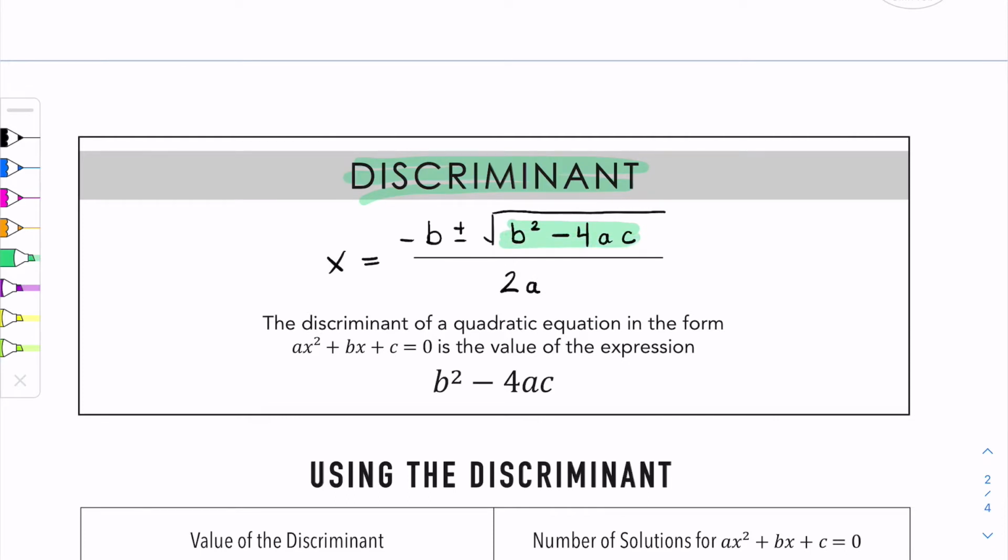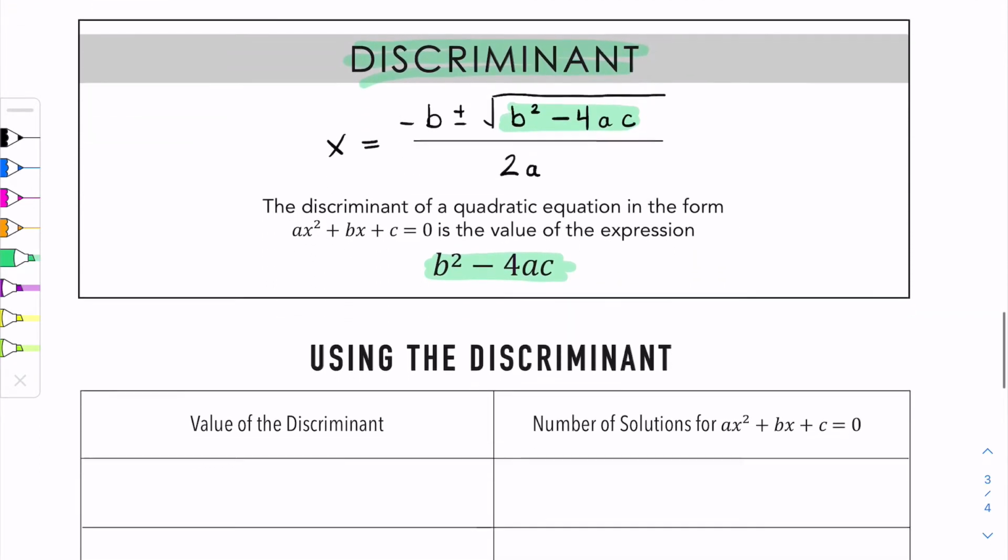The discriminant is specifically this expression here, b squared minus 4ac. It does not include the square root sign. It is just what I highlighted in green. The discriminant of a quadratic equation in the form ax squared plus bx plus c equals 0 is the value of the expression b squared minus 4ac. Again, right from the quadratic formula.